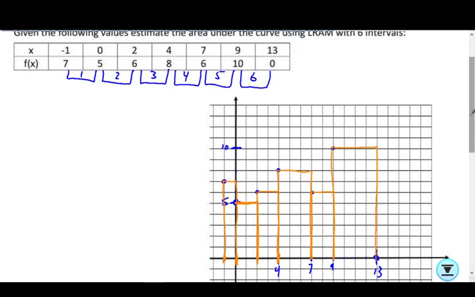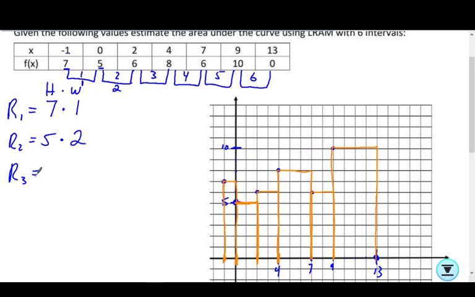Okay, so rectangle 1. These are all going to be basically the height times the width. The height comes from the left side, which is 7. The width is from here to here, the x value. So that is a distance of 1. So this is 7 times 1. Then we have rectangle 2. The height comes from the left side, so 5 times the width from here to here. This is a width of 2.